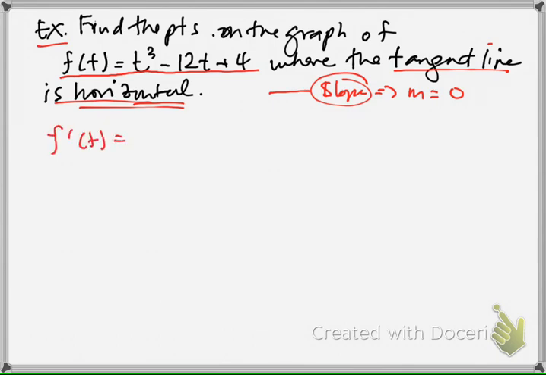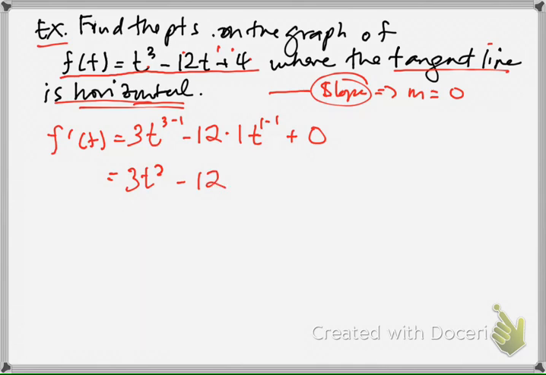So f prime of t, we're going to do the derivative of each of these pieces. I have 3 as my n, t to the 3 minus 1, minus 12 is my constant, I'll leave it there. Here my n is 1, so that's 1 times t to the 1 minus 1, plus the derivative of a constant again is 0. So what do I have? 3t squared minus 12, because this becomes t to the 0, which is 1. So f prime of t is equal to 3t squared.